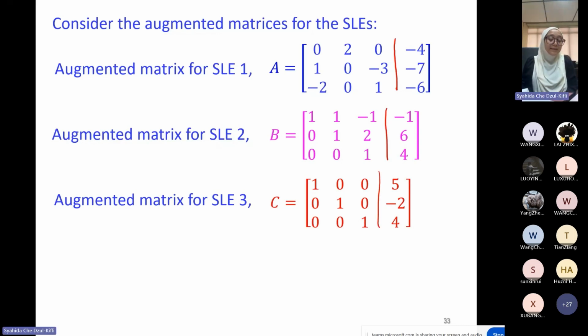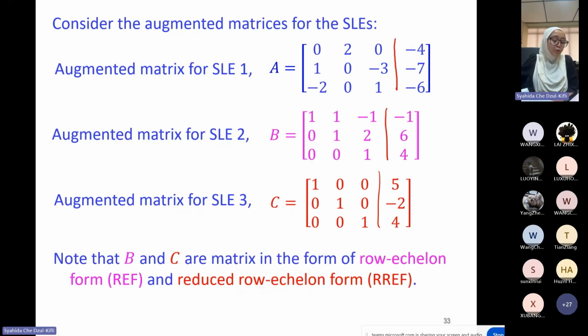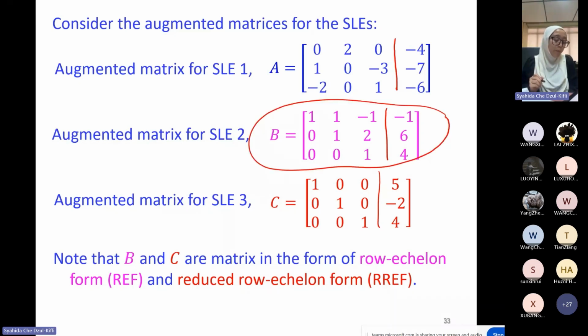Okay, then you have to note that this matrix B is in the form of row echelon form. This is in REF. This matrix is in REF form.